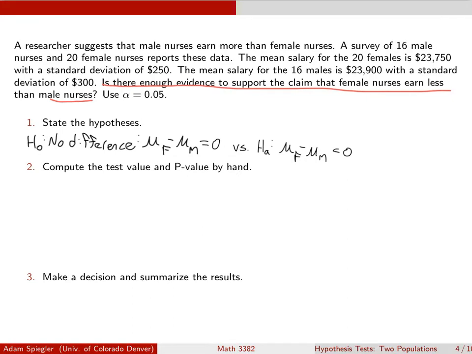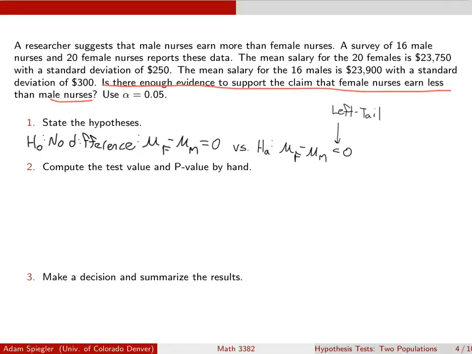And it's worth noting at this point, because of this less than symbol, the way that I've set up these hypotheses, I'm going to need to do a left tail test. And let me just say, you could very well have set up these hypotheses in an equivalent manner, like saying mu sub f is less than mu sub m, or you could have said that mu sub m minus mu sub f is greater than 0. So there's not a unique way of stating these, but at the end of the day, they should all be consistent with each other. So now we've got our hypotheses.